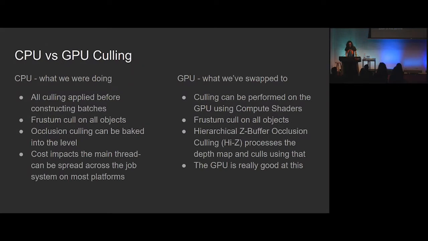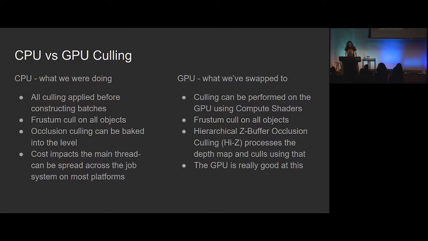So what we can look at here is GPU culling. In contrast, CPU culling is what Unity was doing: all of the culling was applied before we were making batches. The occlusion culling, which we did have baked into the level, was helpful, but we were still having big cost impacts on the main thread and the render thread. So we figured, let's get rid of that. GPU culling is something we can do using compute shaders. I think I've got a slide on them in a bit. It's a bit of code you can run on the GPU that is not tied to drawing polygons to screen. On the GPU, we do a frustum cull on all objects, immediately discarding anything that's not in the frame.